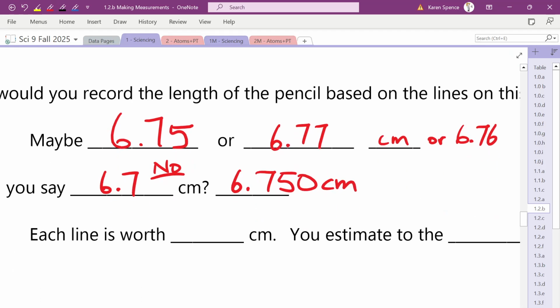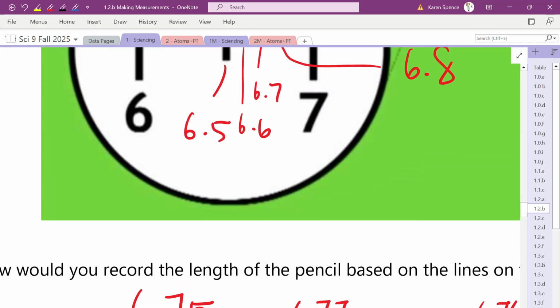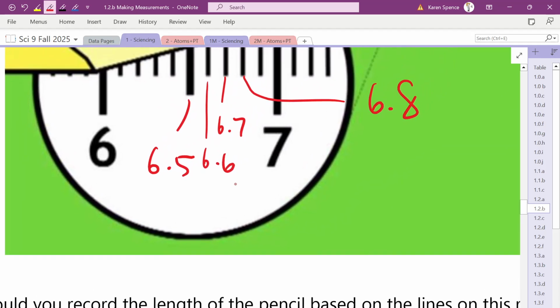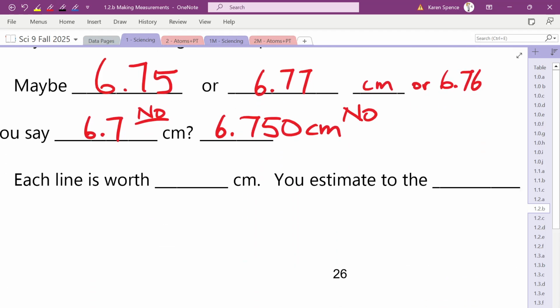All right, so we got no, because that's too far. In this case, each line, if we go between 6.6 and 6.7, that distance is 0.1. So each line is 0.1. So we can estimate to the 0.01.